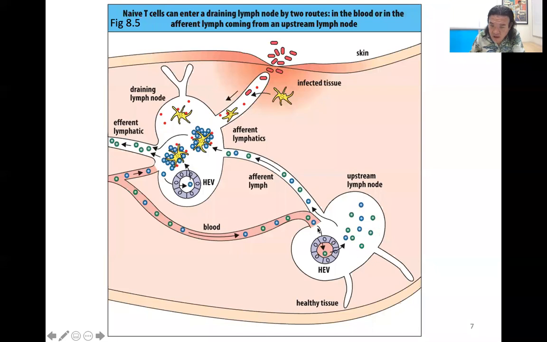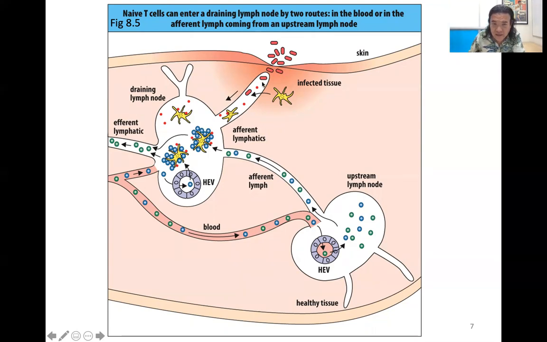Remember, the only way of leaving the lymph node is via the efferent or exiting lymph vessel that leads out of this one. And that efferent lymph vessel becomes the afferent lymph vessel leading into the next lymph node upstream. So why is this lymph node special? Because this is the one that is closest to an infection.